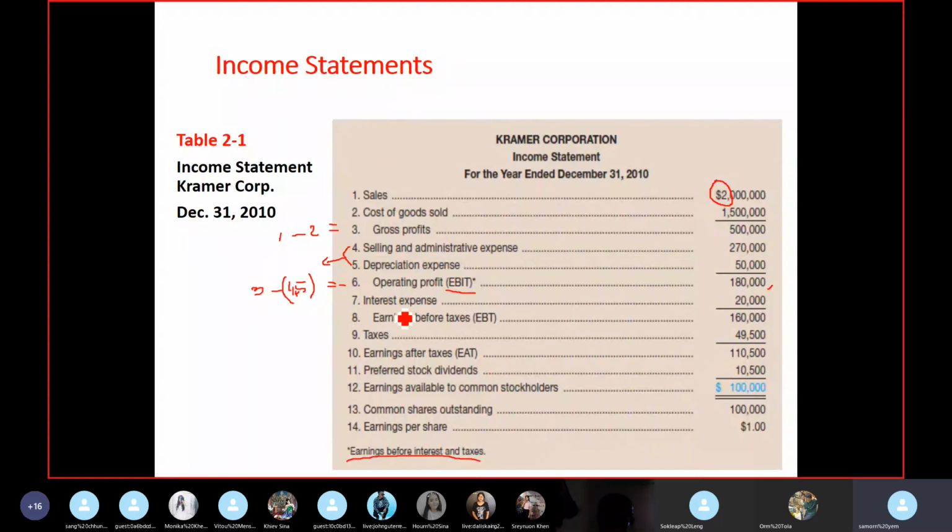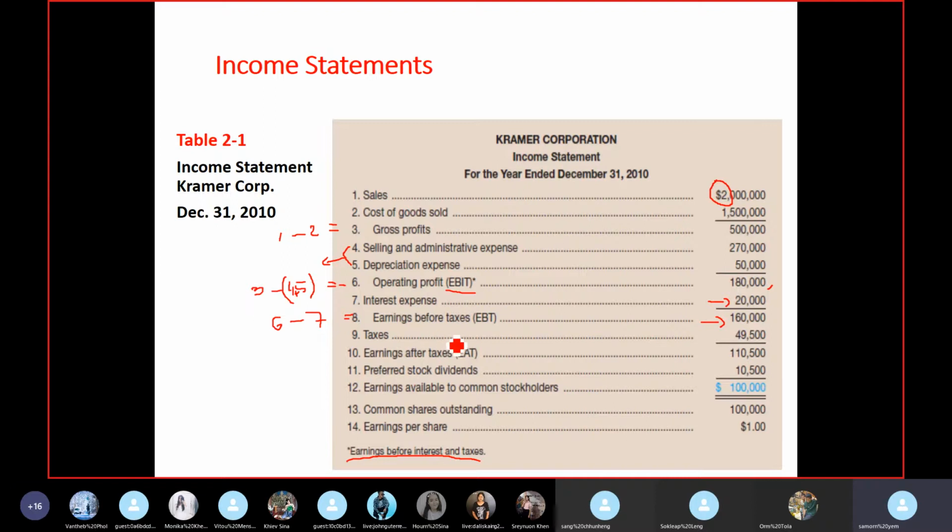Number 7 is the interest expense. Number 8 comes from number 6 minus number 7. It is the earning before tax, meaning earning that has not yet paid tax. Interest expense in the report is 20,000. Operating profit minus interest expense gives the earning before tax, a total of 160,000.